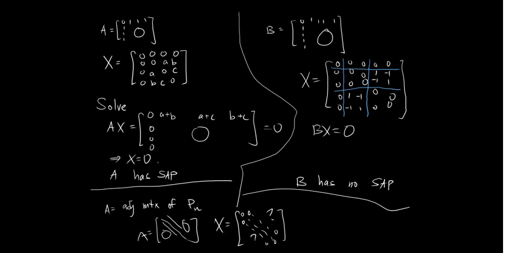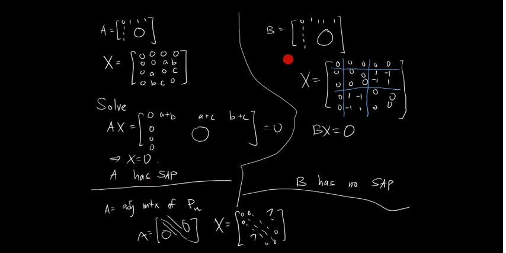So when you calculate A times x, the regular multiplication, and it has to be 0, this condition tells you that a plus b, a plus c, b plus c have to be 0. When you solve these equations, it turns out that a equal to b equal to c equal to 0, and x has to be 0. So through the computation, A has the SAP.